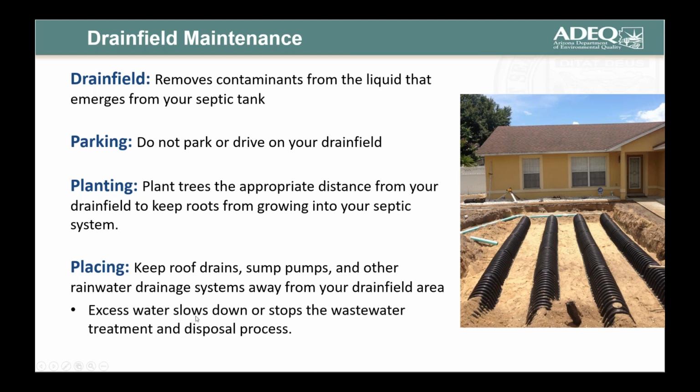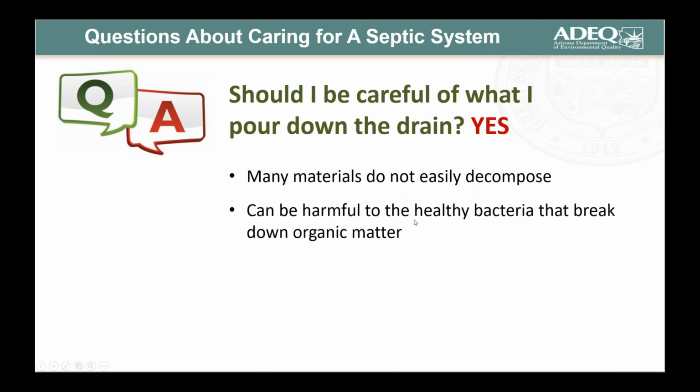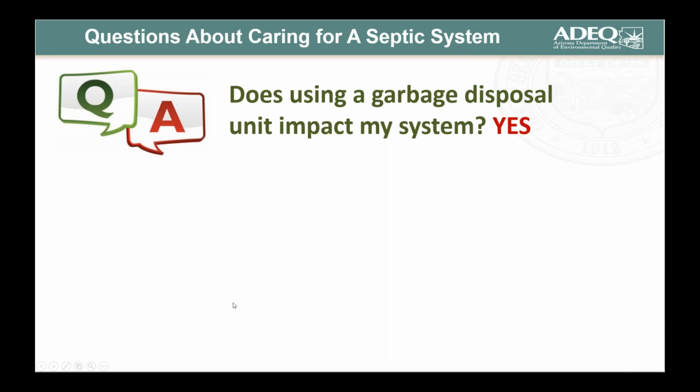So excess water slows down or stops the wastewater treatment and disposal practices. So you want to keep that stormwater off your drain field. Now, what are some questions about caring for a septic system? Should I be careful of what I pour down the drain? The answer is yes. Many materials do not easily decompose. They can be harmful to the healthy bacteria that break down organic matter. Harmful chemicals put down your drain can impact drinking water supplies in the environment, if your effluent reaches groundwater in particular. Does using a garbage disposal unit impact my system?